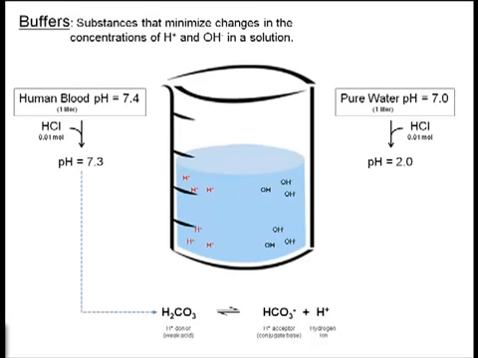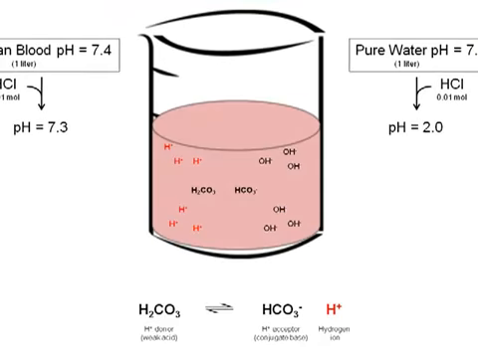Now, if we focus on the illustration here in the center, we can illustrate how a buffer works. Human blood contains a buffer, and under normal circumstances, if we were to add an acid to human blood, initially the proton concentration of blood would increase. But since we have a buffer, it prevents that increase from being so great.